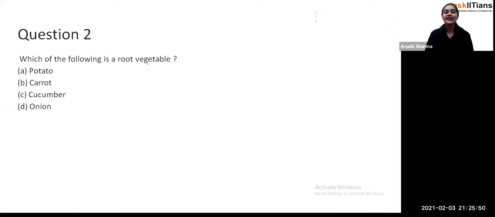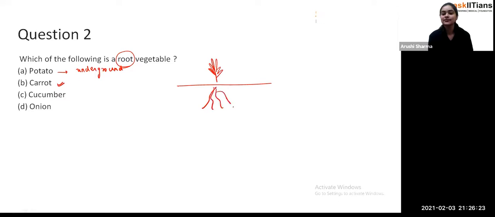Fine. Now, which of the following is a root vegetable? What's the meaning of root vegetable, students? It means the vegetable which grows from the root of the plant. So we have to see which of these vegetables is the root vegetable. Potato grows underground, yes, but it is not the root part of the plant. Carrot is one of them. If you have seen the picture of the carrot, here is the plant. I'm just drawing a very rough diagram, and this is the root, and inside this root there is the carrot.